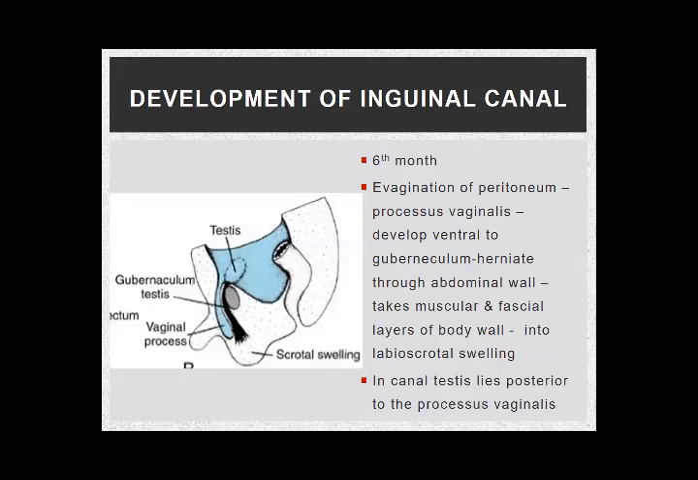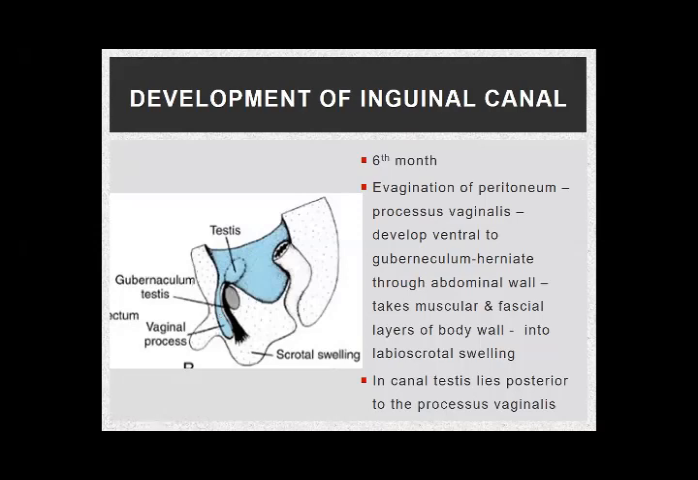It passes along the gubernaculum, through the layers of the abdominal wall, via the passage that was made by the gubernaculum. In other words, the gubernaculum makes a passage between the layers of the abdominal wall. Through this passage the processus vaginalis passes, and the testis will also pass through the same passage. This evagination of peritoneum is called the processus vaginalis.